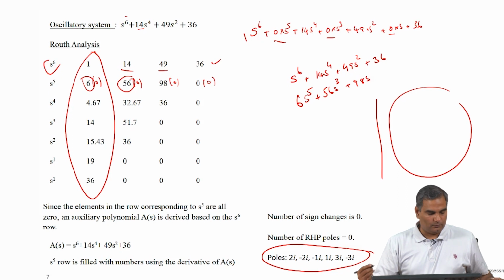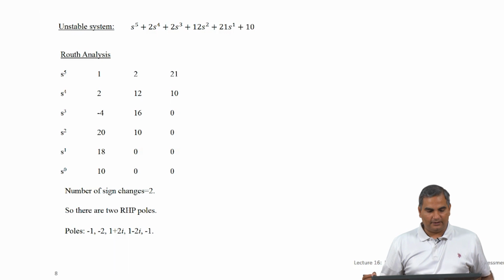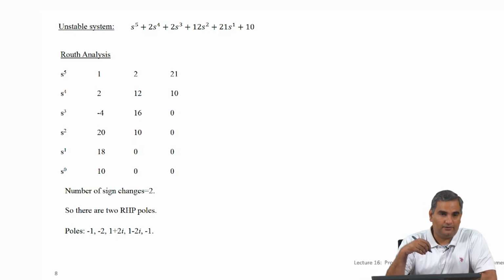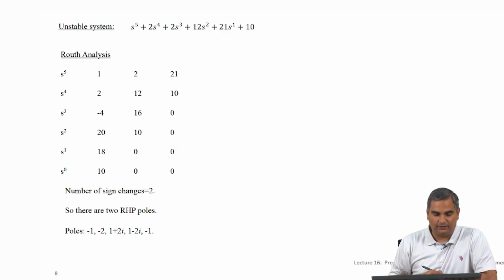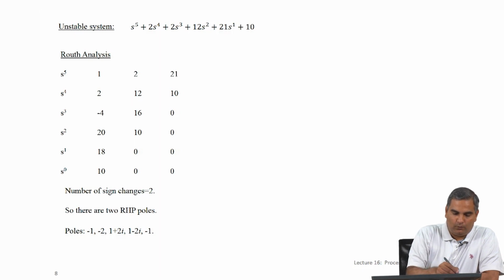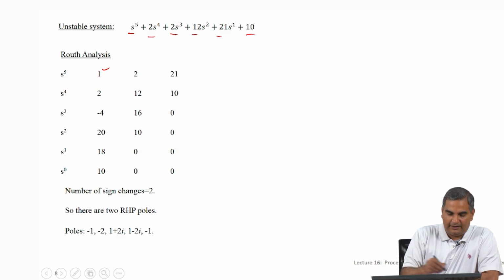So, let us look at one last example to understand this, and then we are basically done with this portion of understanding the stability of closed loop systems. Now, I have a simple 5th order polynomial. We are going to do the same thing. The first row, s power 5, is 1, 2, 21, and corresponding to s power 4 I have 2, 12 and 10. Then I do the same procedure.